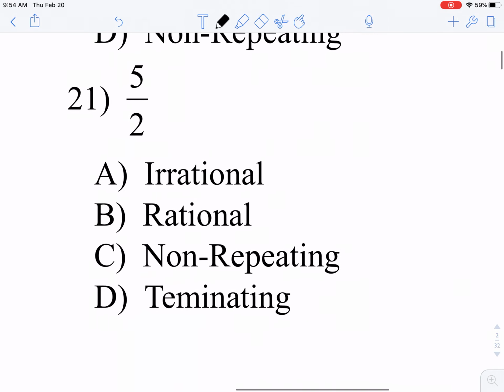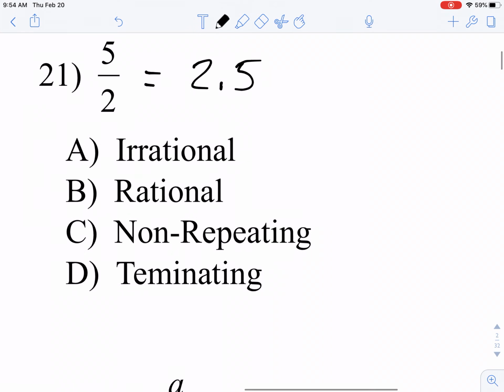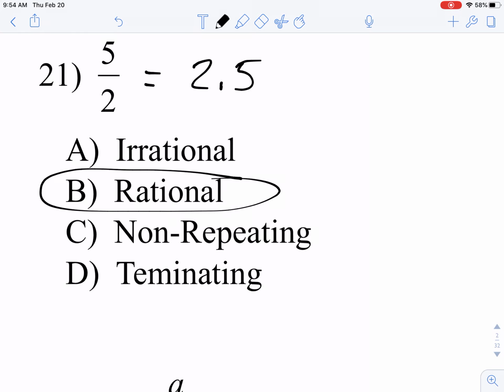Number 21, we have 5/2, which I know equals 2.5. So first of all, we know that it is rational because it ends. And the word terminating means to end.